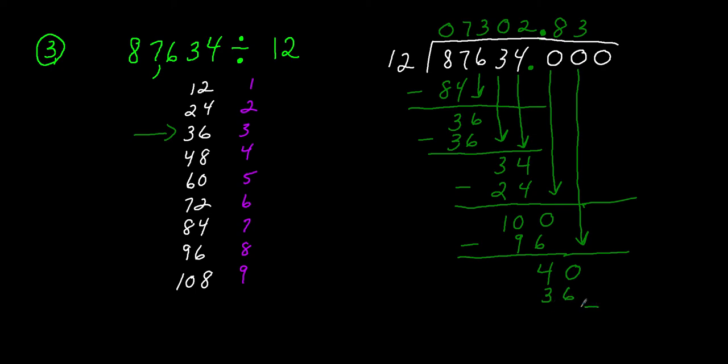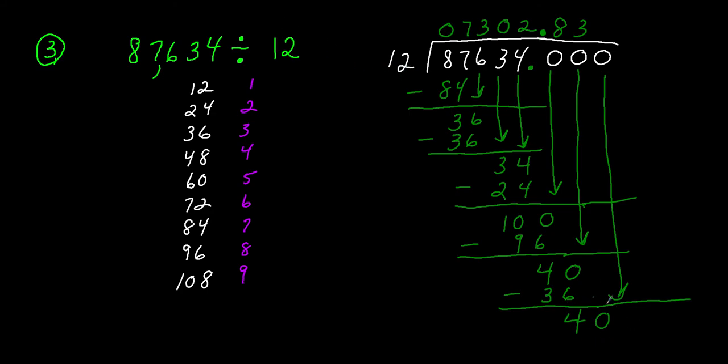I'm going to subtract. What's 40 minus 36? That's 4 again. I bring down this 0, and this is 40 again, just like it was here. How many 12s make up 40? Well, it's not going to be exact. It's going to be the same thing again.